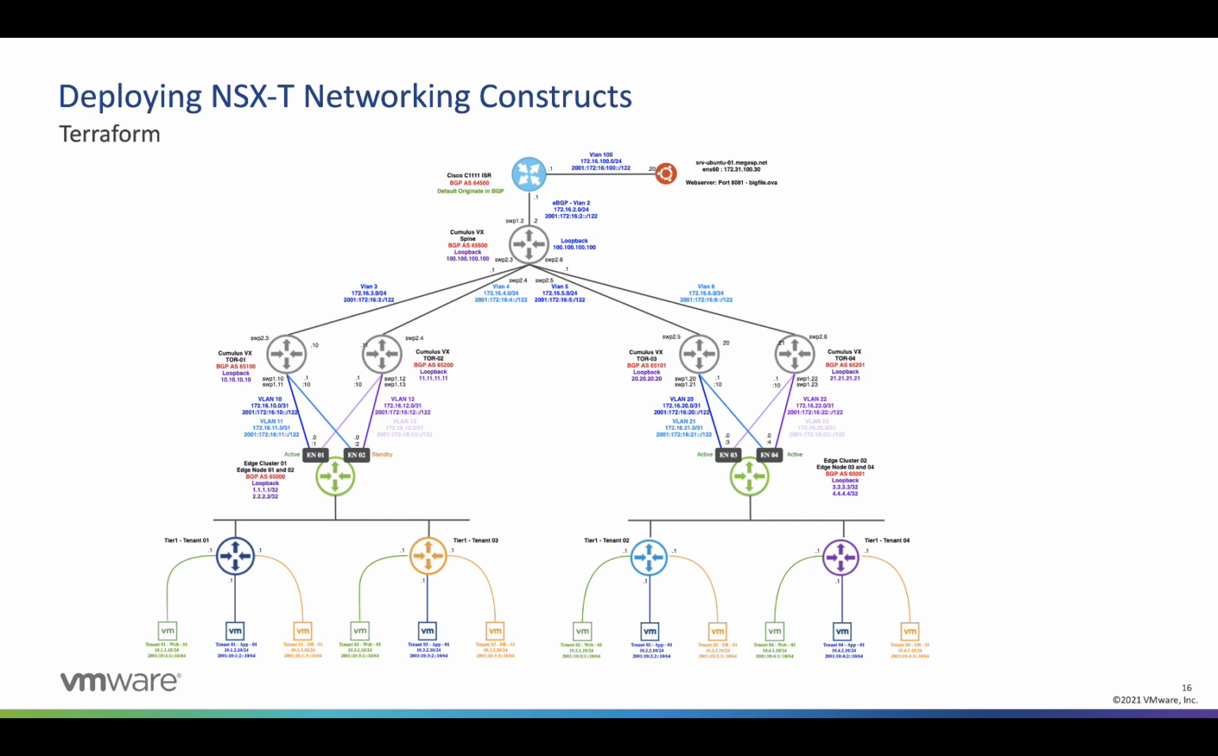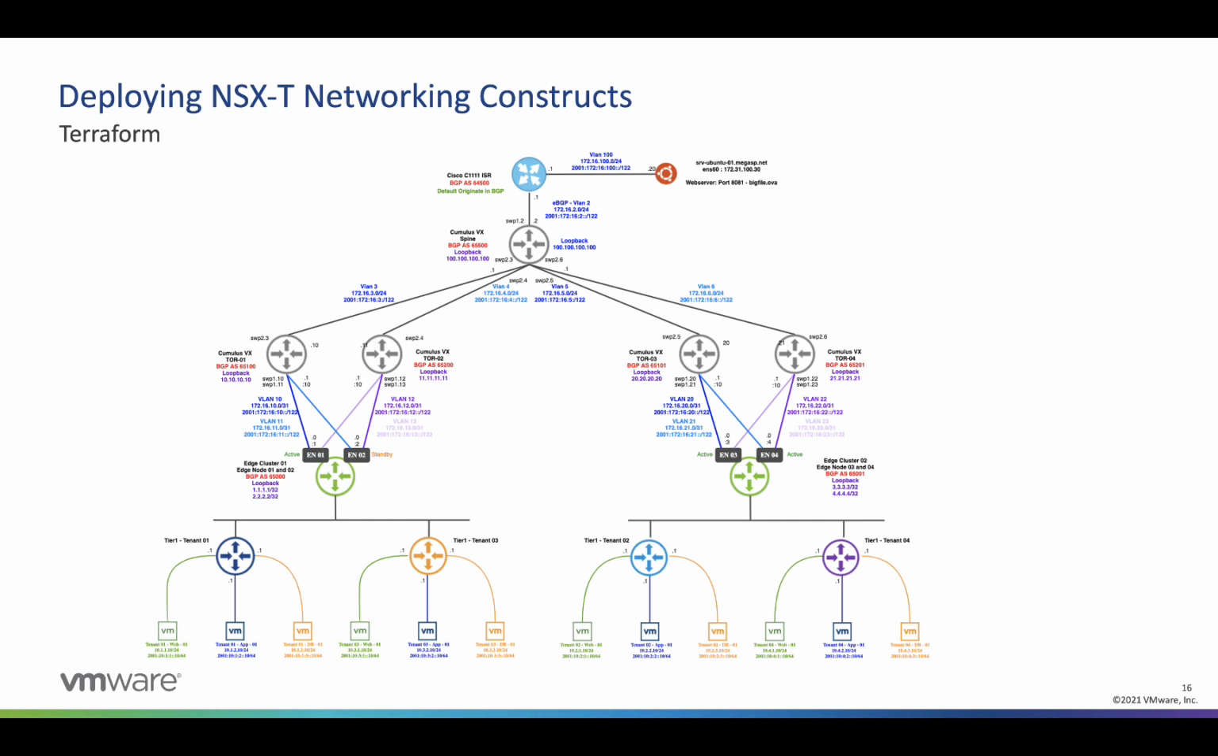And on the top right of the diagram, you can see we have a virtual machine that will be useful if we want to test our north-south connectivity to our virtual machines. And on the south, we have our tier ones with multiple overlay segments.